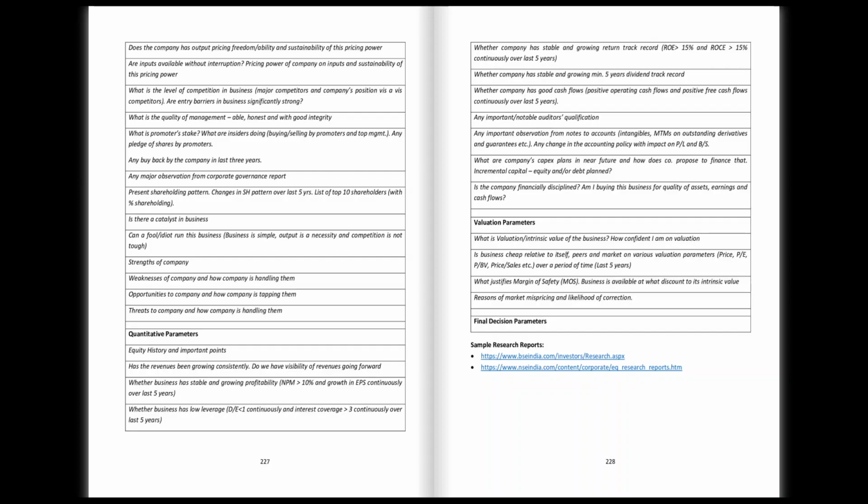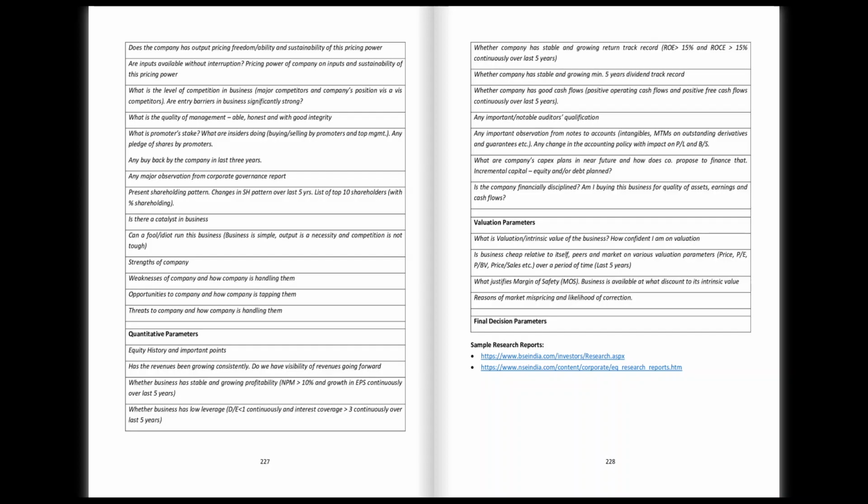Is there a catalyst in the business? Can a fool run this business? The business is simple, output is a necessity, and competition is not tough. Strengths of the company. Weaknesses of the company and how the company is handling them. Opportunities for the company and how the company is tapping them. Threats to the company and how the company is handling them.